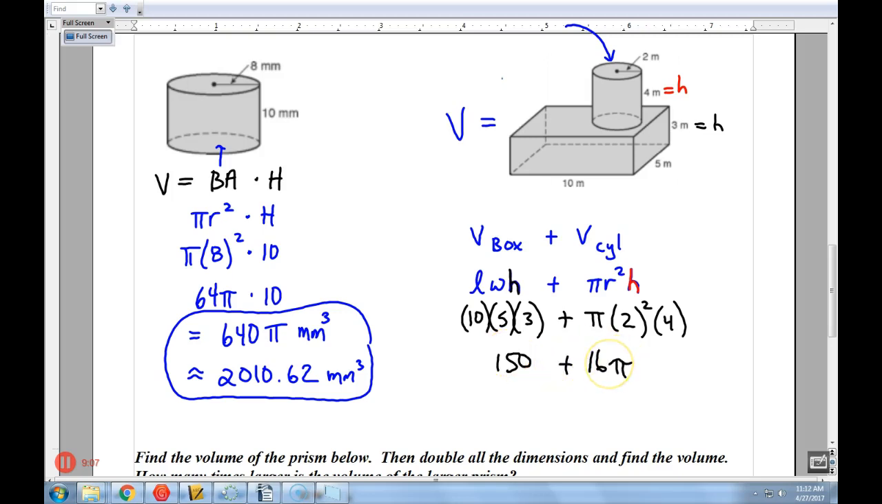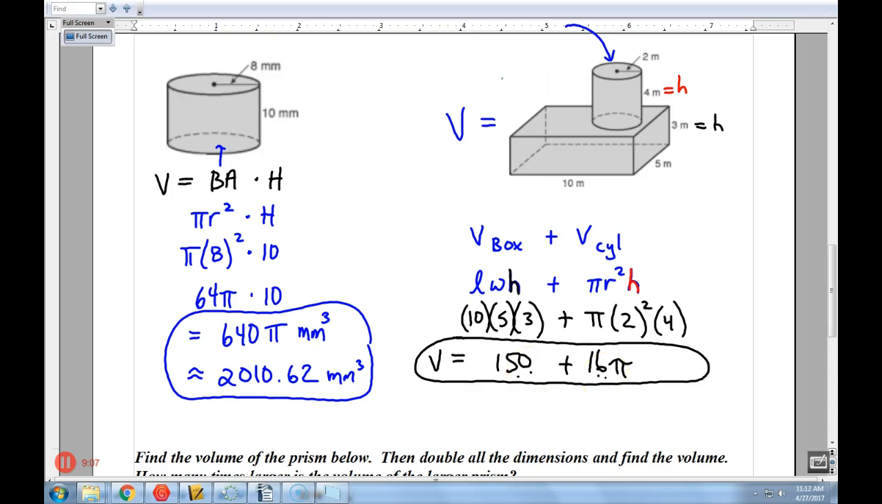Now I have seen on ACT tests that they'll leave the volume just like this. They'll just leave that expression. You can't put 150 and 16 together because it's tied up with that pi. So you can't call it like 166 pi. That wouldn't work. You could only add pi's with more pi's.